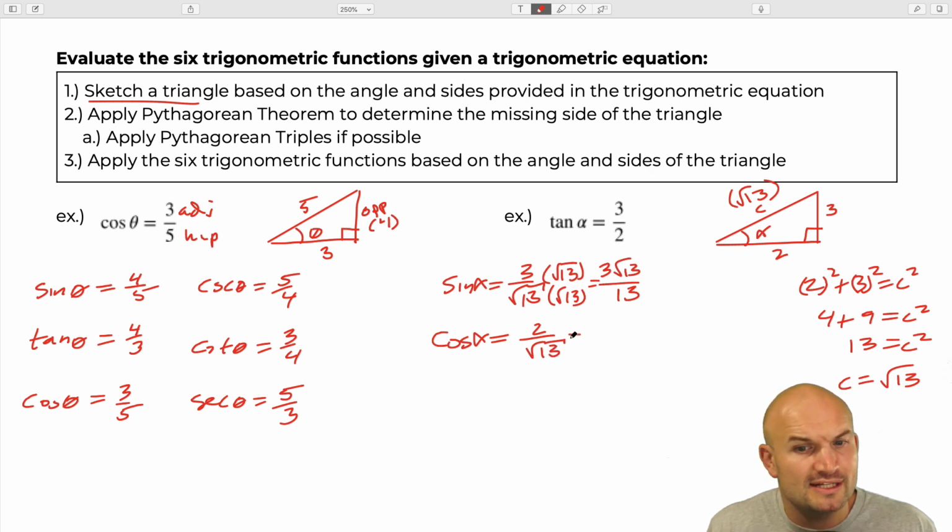And we're going to get pretty good at this. When you rationalize the denominator, hopefully you get the square root of 13, right? I don't really even need to show my work. I have the tangent of alpha is 3 over 2.